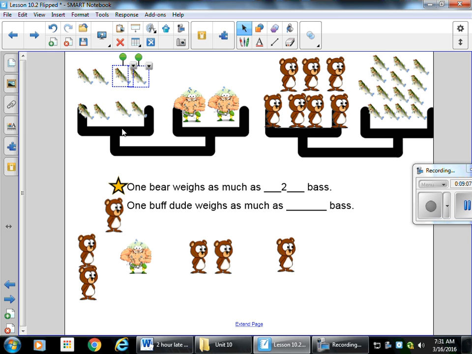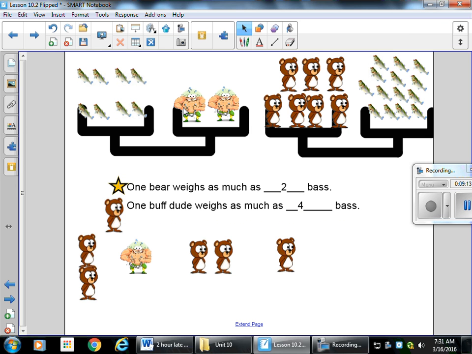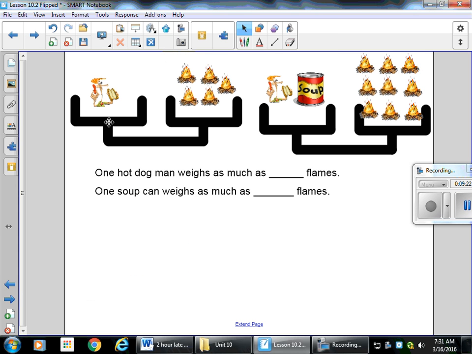So now take a look. I've got 8 bass, 2 buff dudes. 1 buff dude weighs the same as 4 bass. Take a look. These 4 right here, this buff guy. 4, this buff guy. Excellent. Ooh, we've got a hot dog man, soup can. It's kind of fun. So what do we know so far?